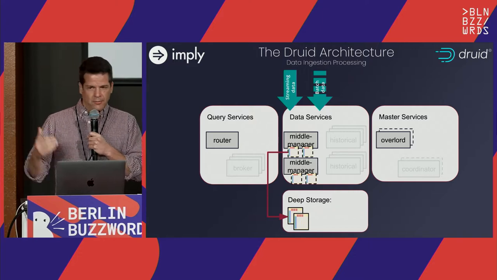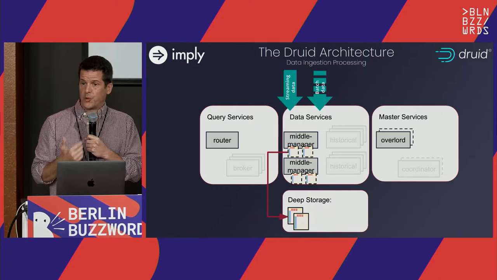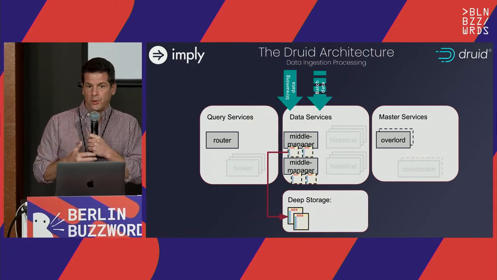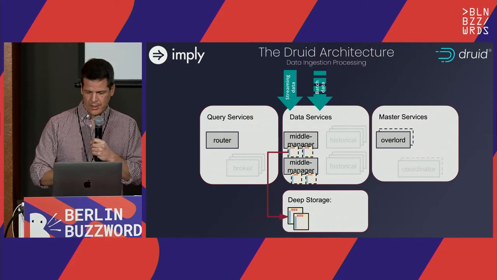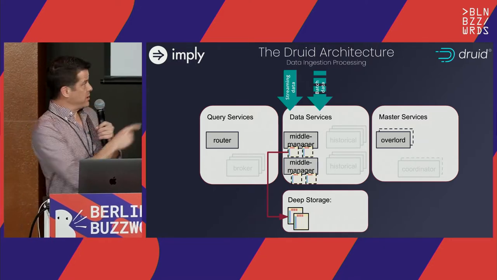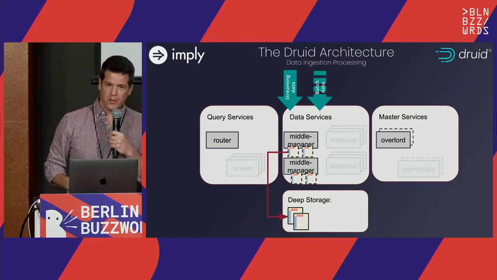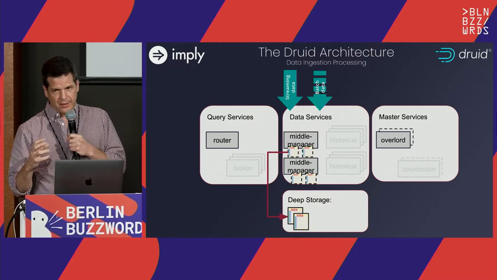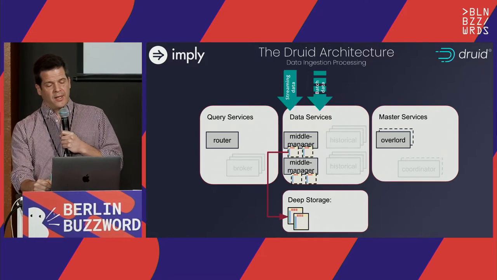They either connect to a subset of partitions in Kafka or Kinesis to do real-time ingestion, or connect to some source of batch files to ingest those batch files. And they produce something called segments. These little squares that we see moving from the middle managers to deep storage are a particular data structure that Druid uses, a columnar data structure.